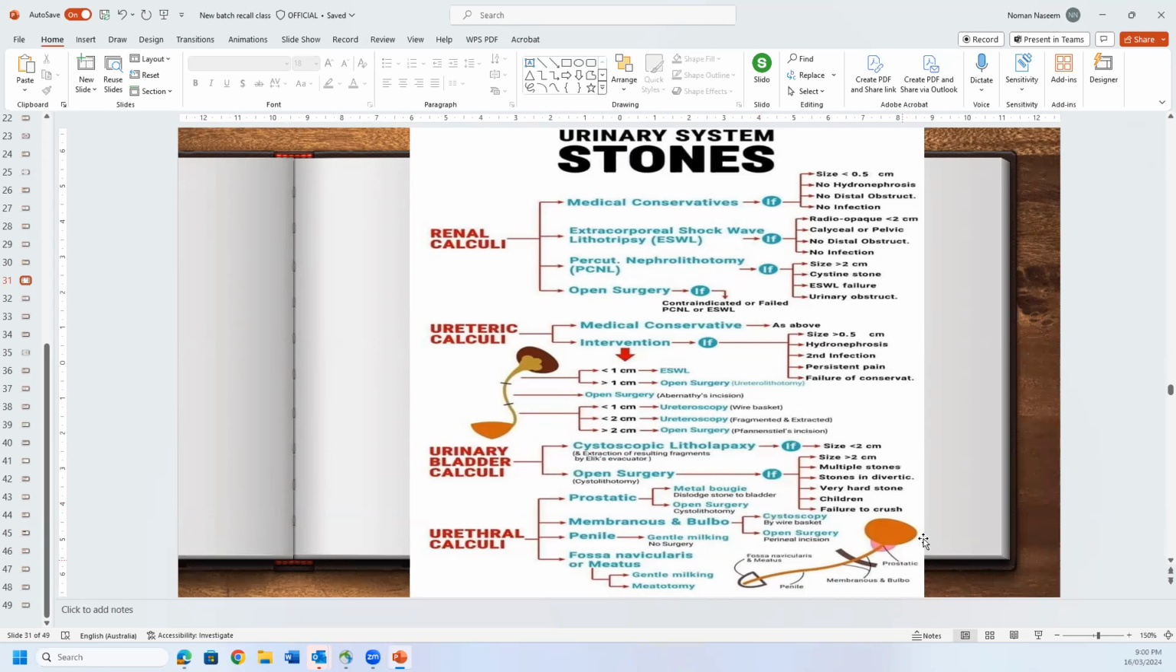Urinary bladder, we do litholapaxy when it is less than 2 centimeter, or open surgery if it's more than 2 centimeters. So size is very important for the renal calculi or urinary system stones. Clear, guys?